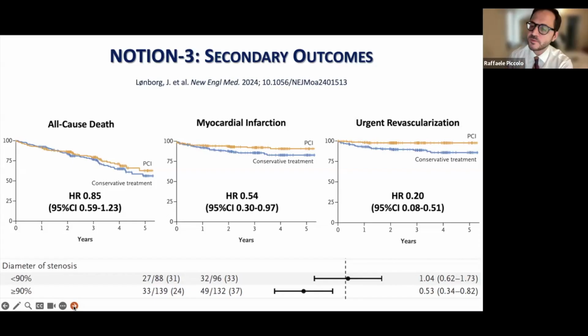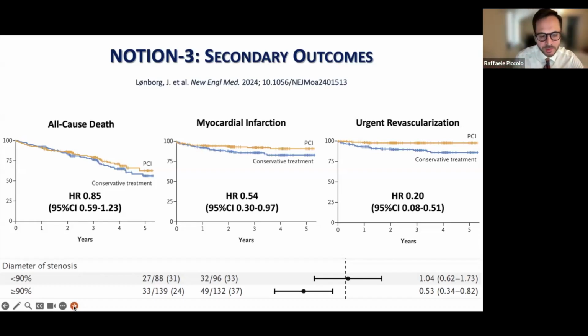after PCI, there was no difference in terms of MI between the two groups. And similarly, the risk of all-cause death was very superimposable, at least for the first 3 years of follow-up. Now, keep in mind this data. We will come back to it in a second.